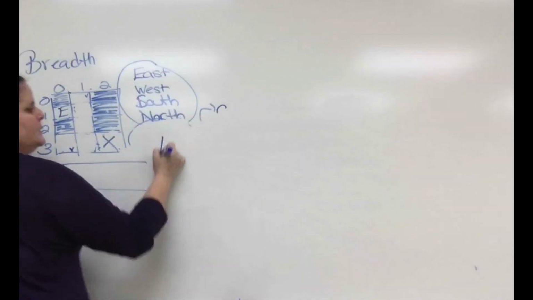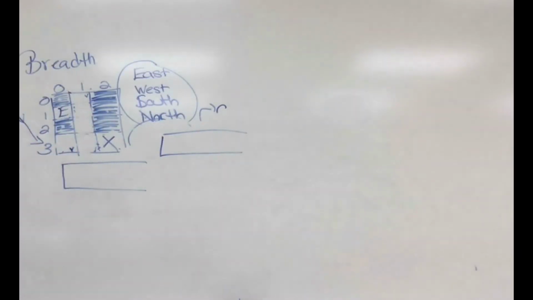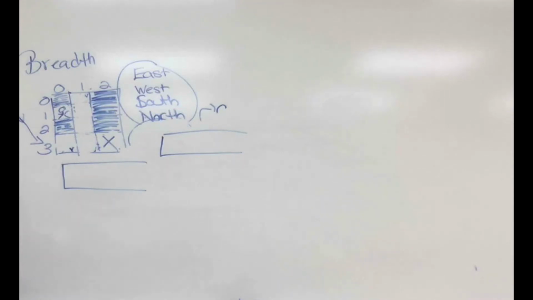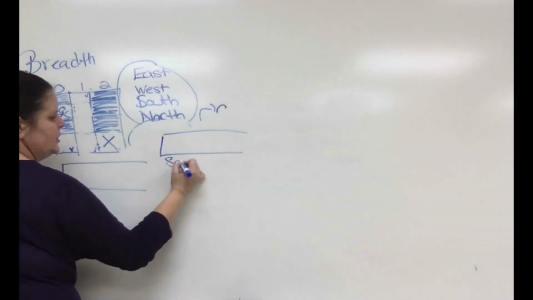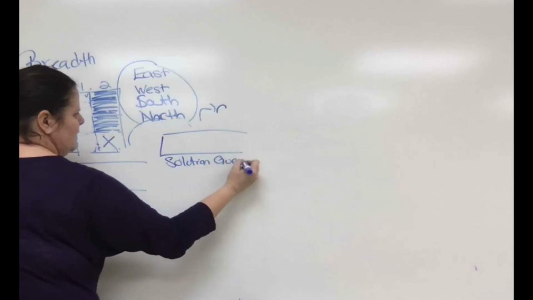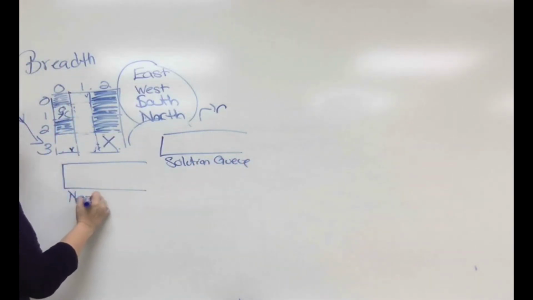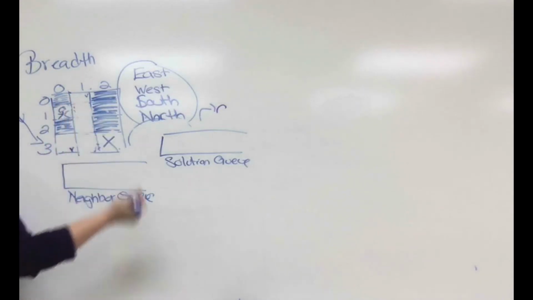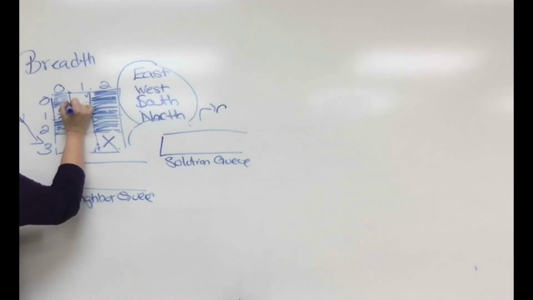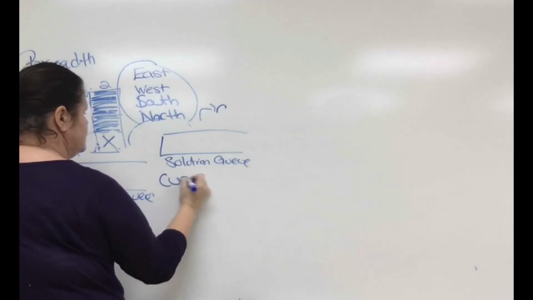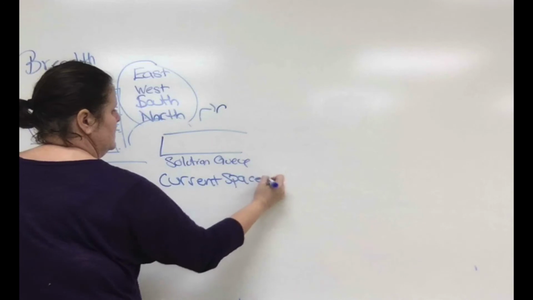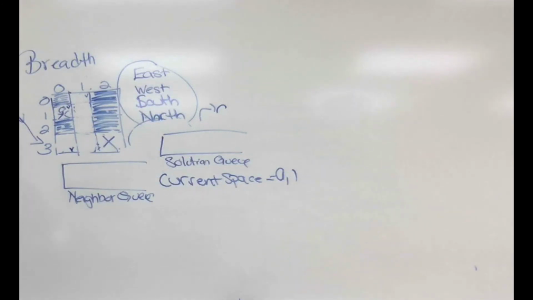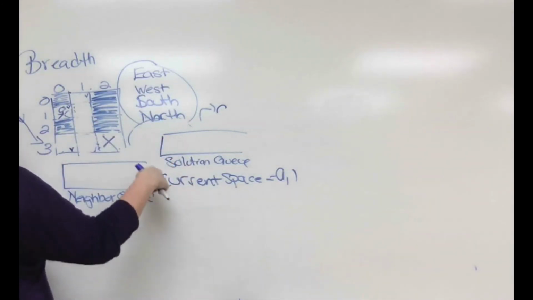So what we do here is we use 2 queues, but it's the same exact algorithm. If we were to start here, we have our solution queue, and we have our neighbor queue. We come here, we basically mark it visited. Has it been visited? No. So our current space equals 0, 1. Has it been visited? No, it hasn't. Let's put it in the solution queue.